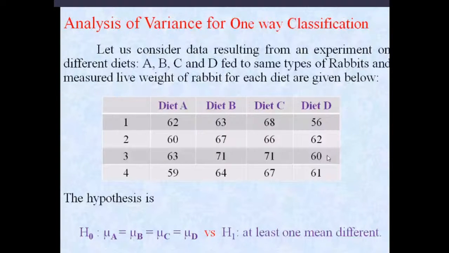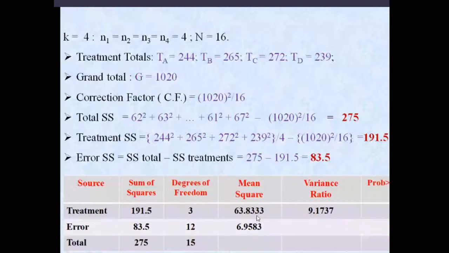So 275 and 191 and 83. Okay, and there are totally 16 observations. So 16 minus 1. And 4 classes are there, so 4 minus 1. And 15 minus 3, that is 12. Then the sum of squares divided by its degrees of freedom will give the mean square.